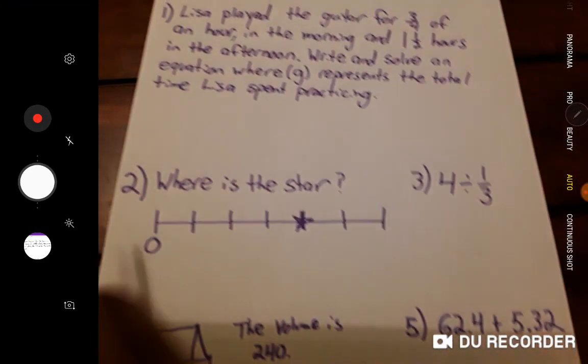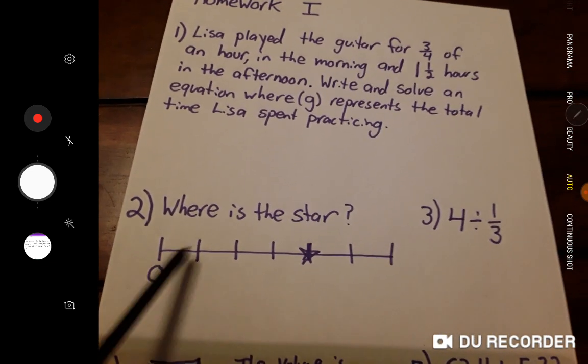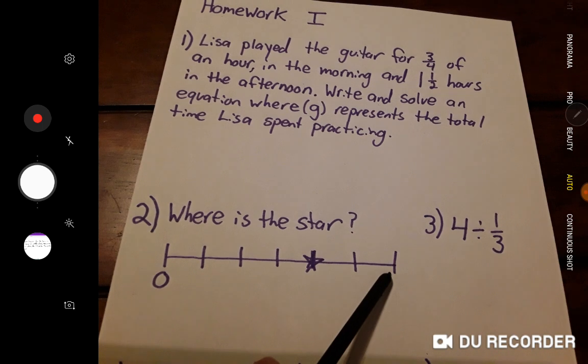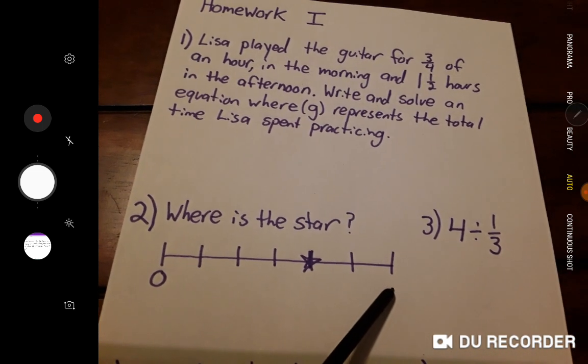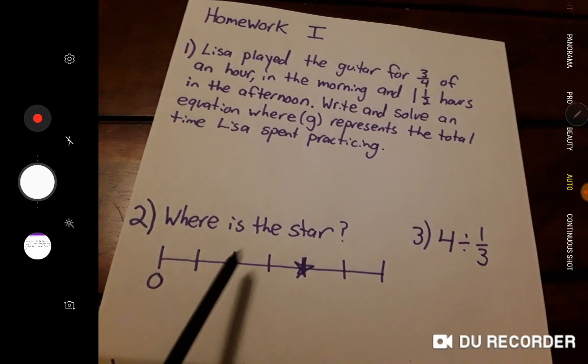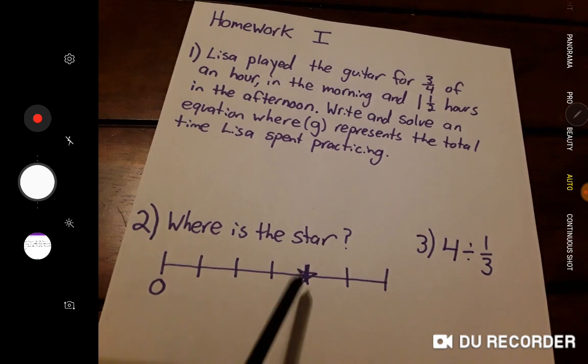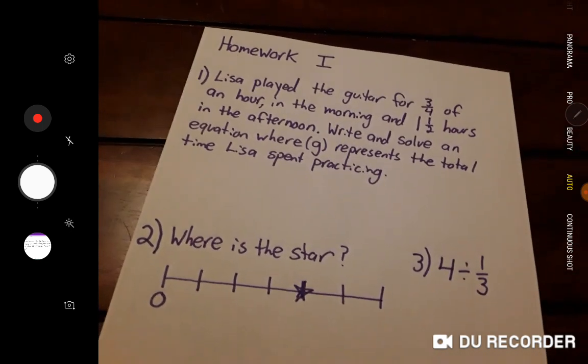Yes, I can see it. All right. Where is the star? So let's take a look at the star. If this is 0 and this is 1, even though I forgot to put a 1 there, let's call that 1. Let's see how many jumps there are. There are 1, 2, 3, 4, 5, 6, and the star is at 4 out of 6.